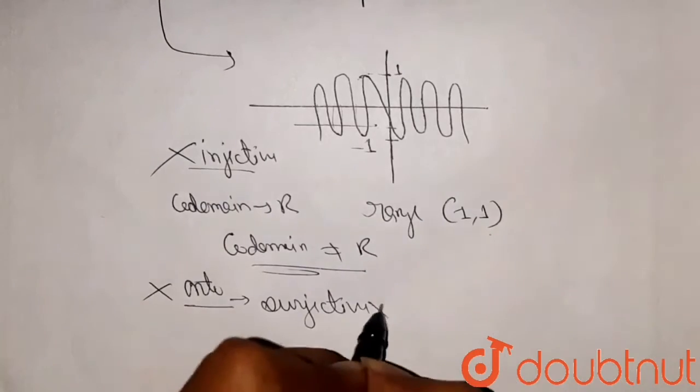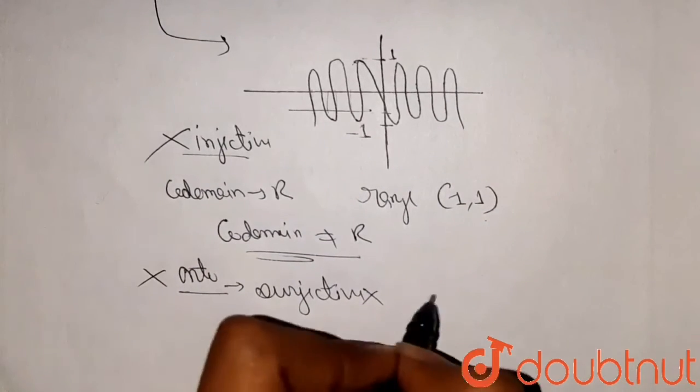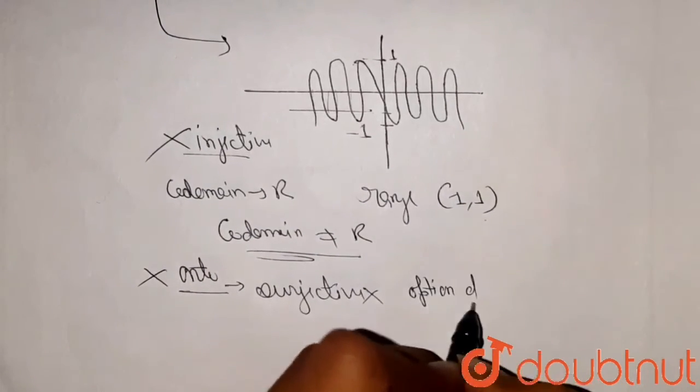So the last option that remains is none of this, right? So option D, that is none of this, will be the correct option, right?